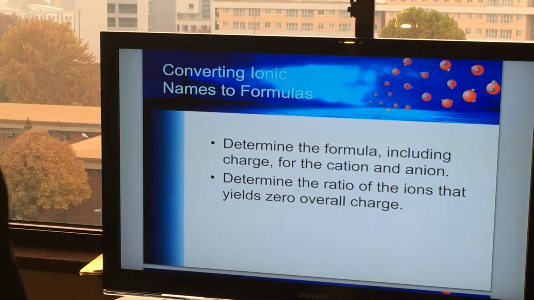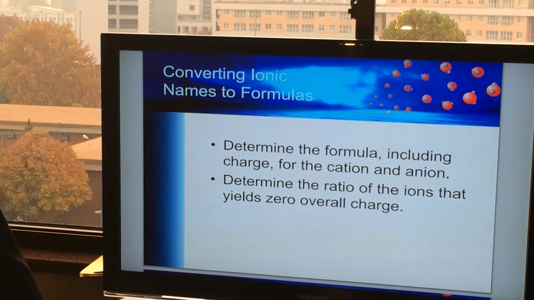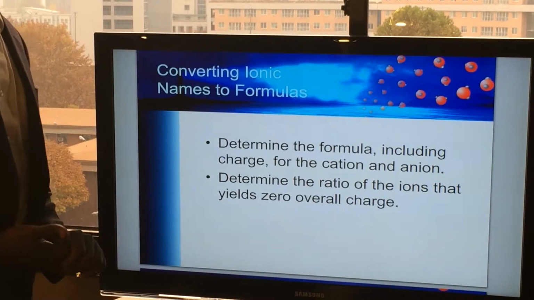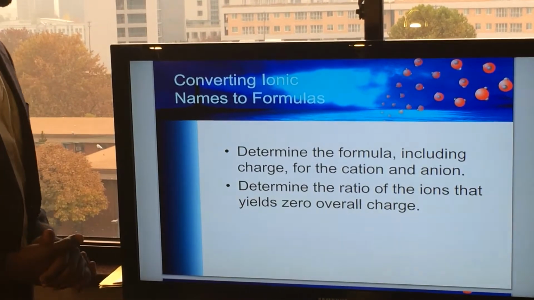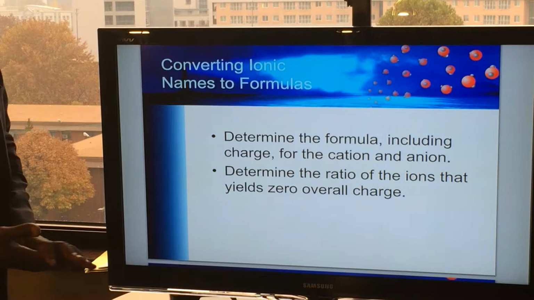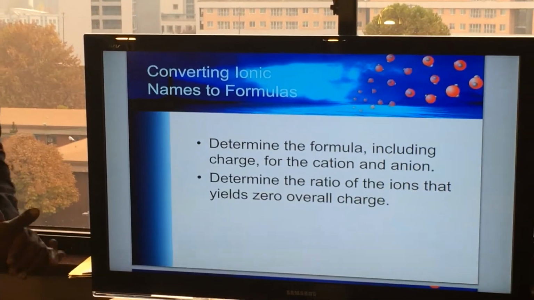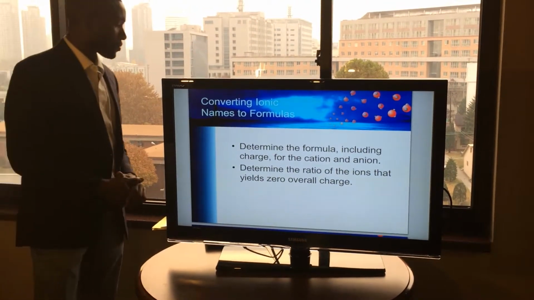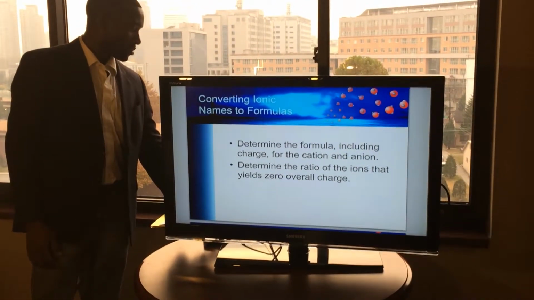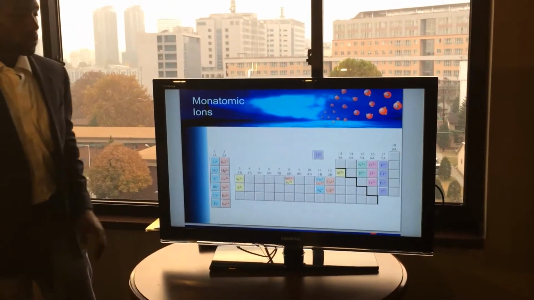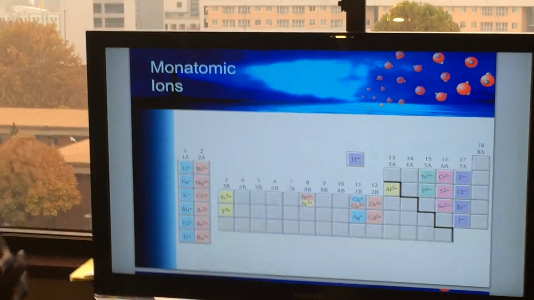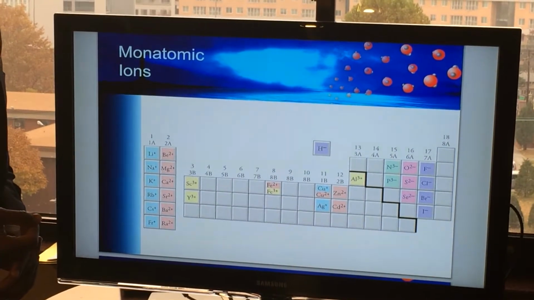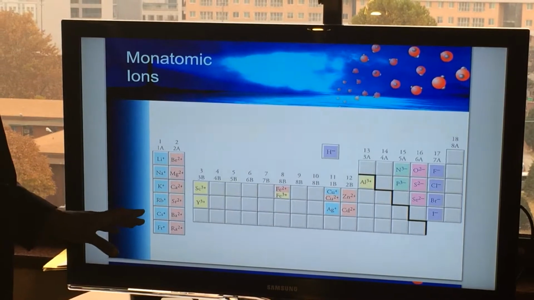So once you have knowledge of the names, then you can convert the names to formulas. So it's pretty straightforward. But first you need to determine the formula, including the charge for the cation and the anion, and determine the ratio of ions that yields 0 overall charge. In order to identify the charge present on the anion or the cation, you can use this chart.